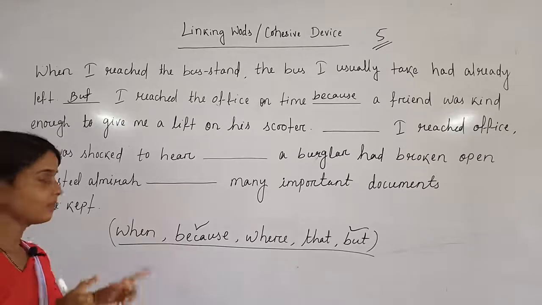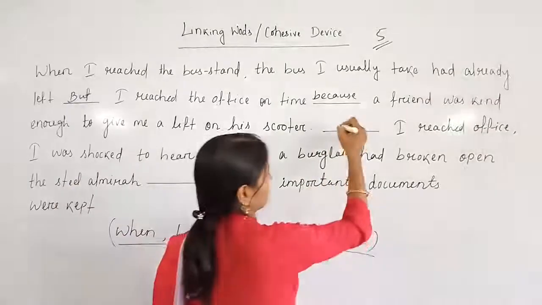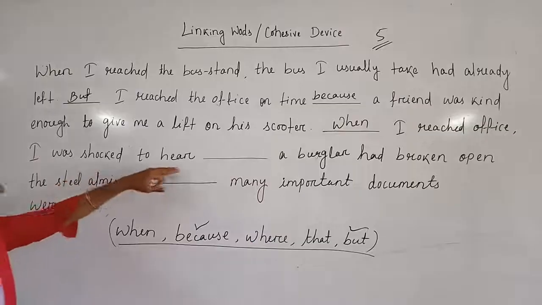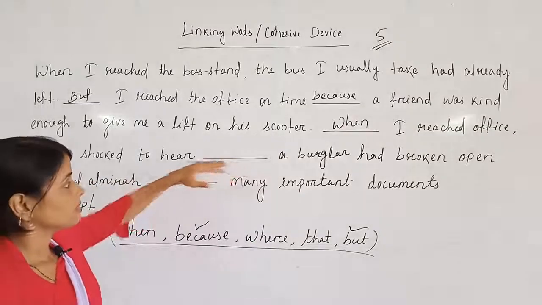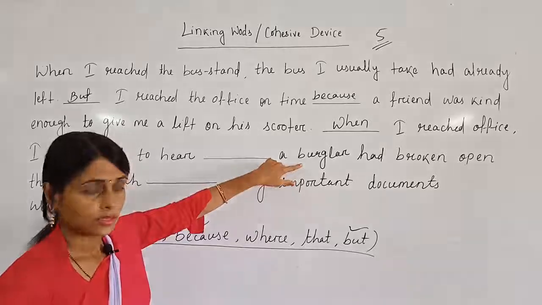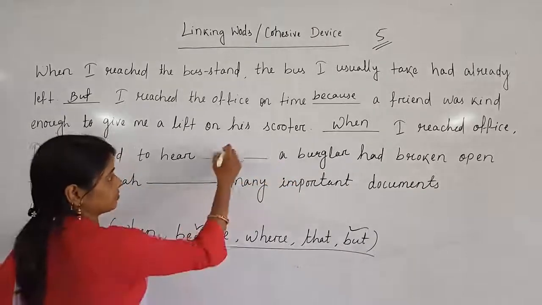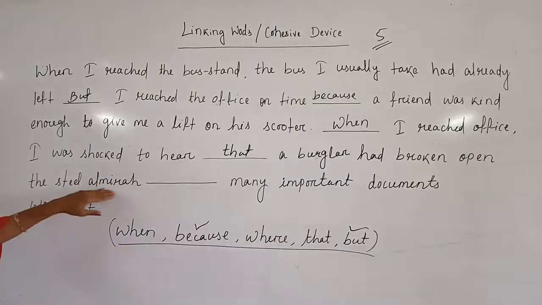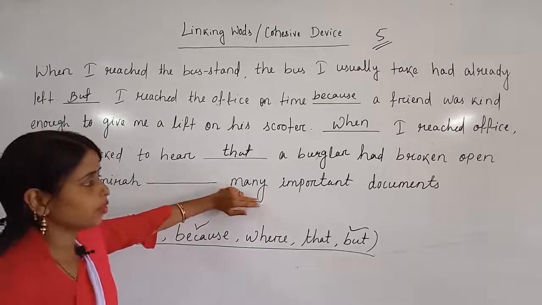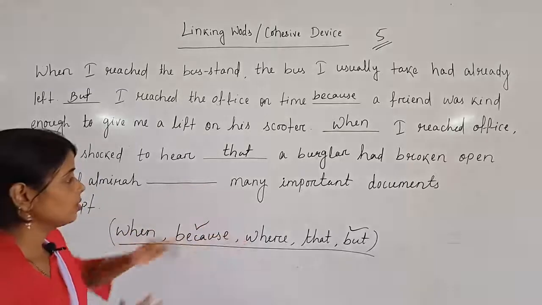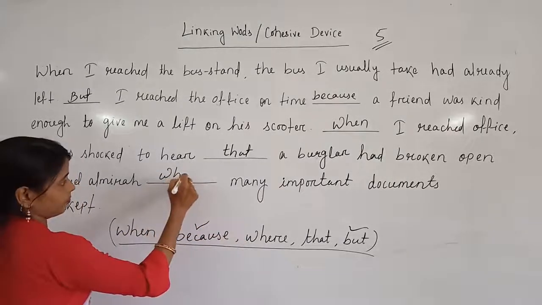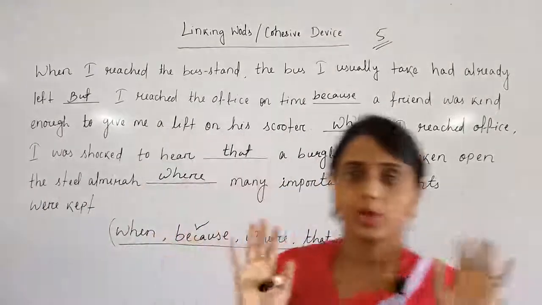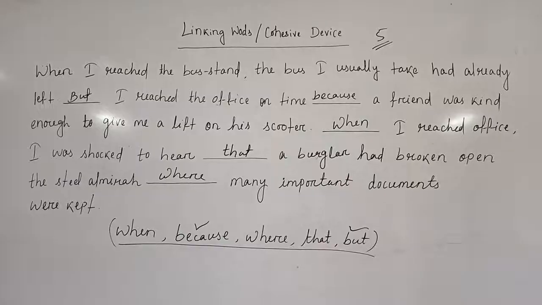So here time is mentioned. When I reached office, I was shocked to hear. Reason means shocked to hear dash. Shocked to hear that a burglar had broken open the steel almirah, and here dash many important documents. Here place is mentioned. So here where is appropriate. Where many important documents were kept. Okay, so likewise you have to do your linking words.